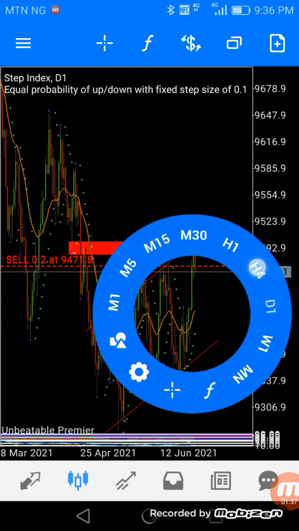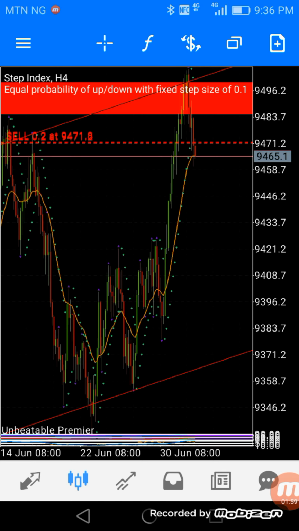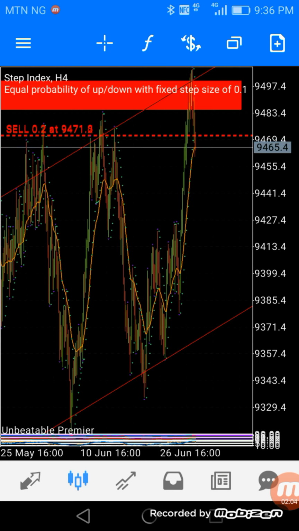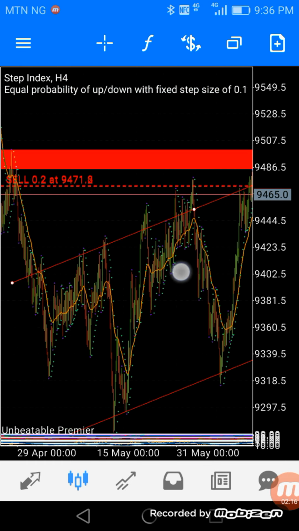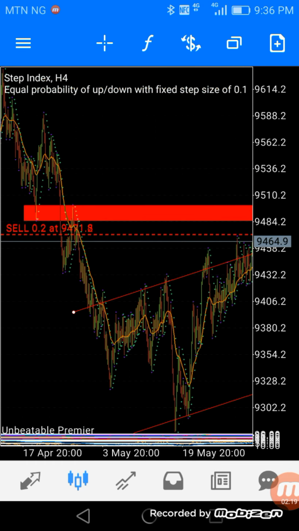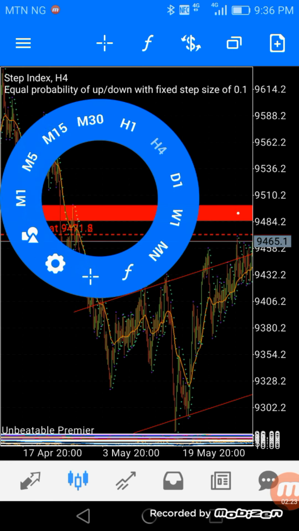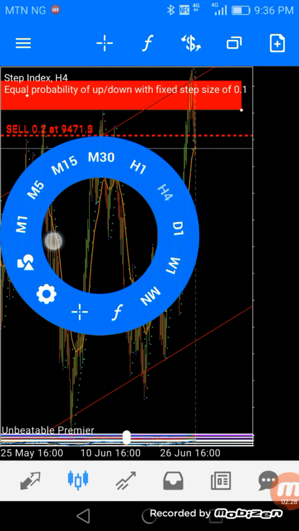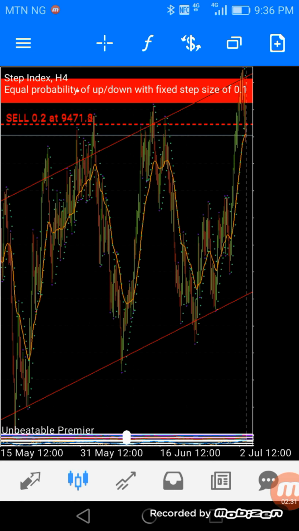Okay, now if we go down to the 4-hour time frame, you can see also that there is a confirmation. Look at it here. There's a rejection. Just as you can see at the point I showed you, you see our rectangle. Now look at the rectangle here as well. There's a rejection there. Now if we go backwards, you will discover that there is also a rejection somewhere there.